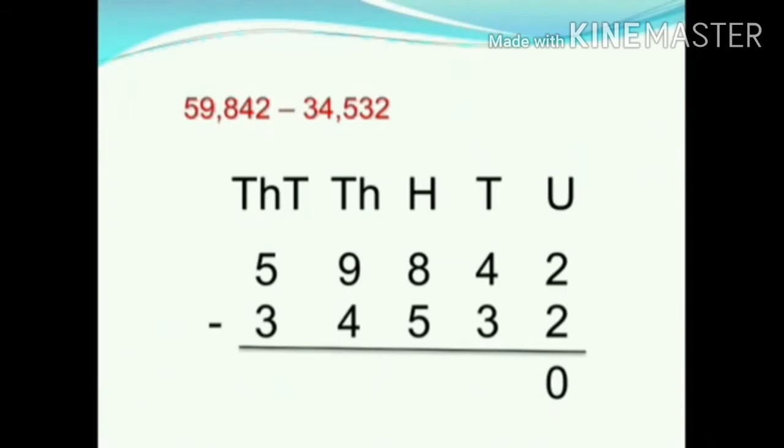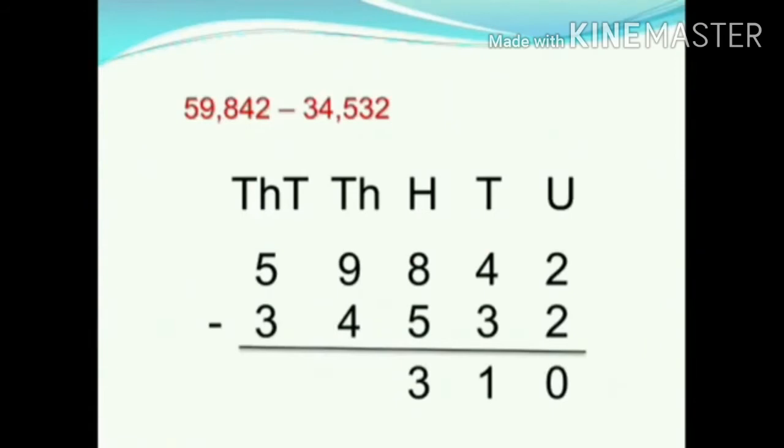Next subtract the digits in the tens place. Which numbers are there in the tens place? The digits in the tens place are 4 and 3. 4 minus 3 is equal to 1. Write 1 in tens place. Now subtract digits in the hundreds place. Which numbers are there in the hundreds place? The digits in the hundreds place are 8 and 5. 8 minus 5 is equal to 3. Write 3 in hundreds place.